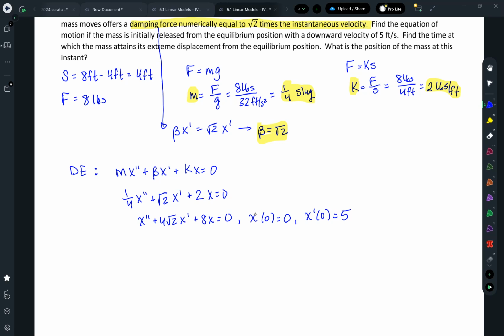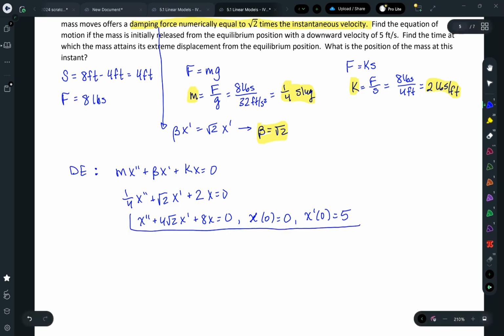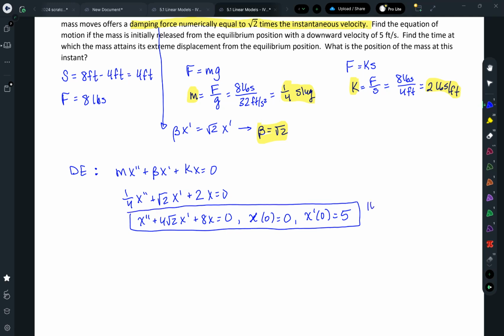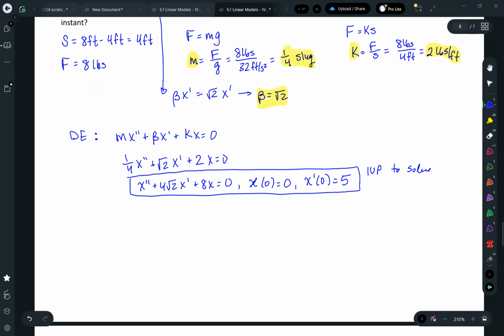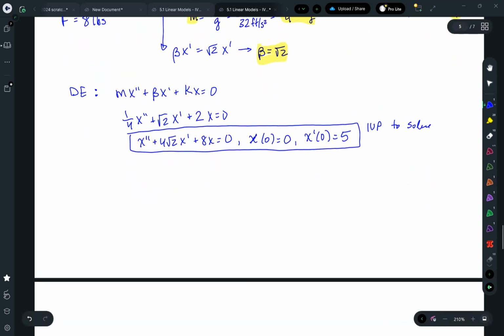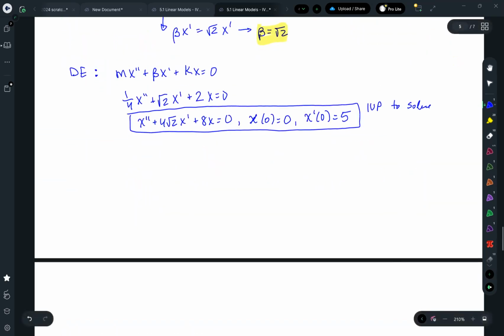Okay, so I have my differential equation and I have my initial conditions. This right here is the IVP to solve. Okay, so we solve it. I think I gave myself room on the next page. Oh, good. Okay, so let's see, solve the DE.